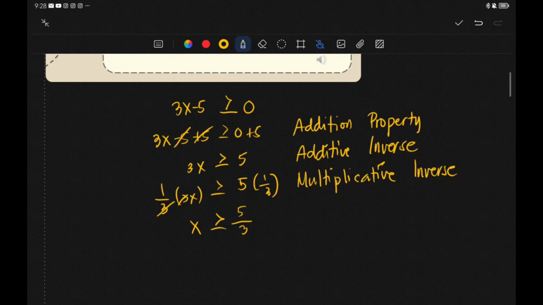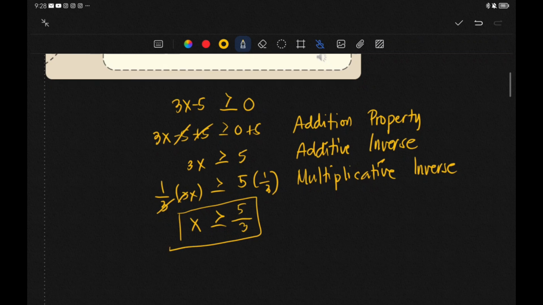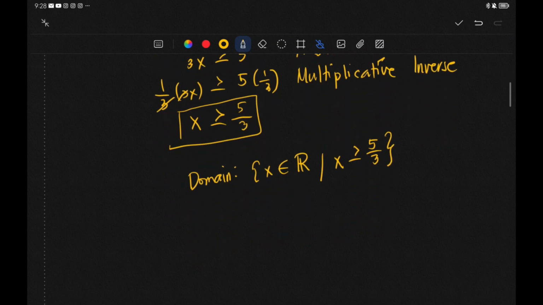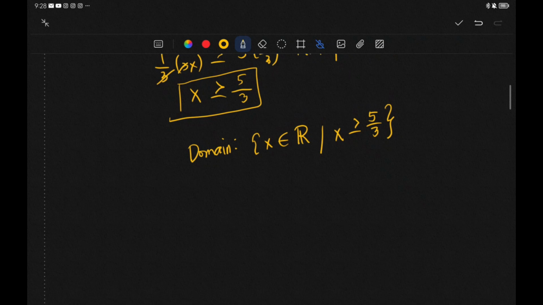So this is now our domain. Therefore, the domain are all values of real numbers greater than or equal to 5 over 3. In set notation, that would be: the domain is x is an element of all real numbers such that x is greater than or equal to 5 over 3. Now let's proceed to the range. How do we find the range or acceptable outputs? Again, we are going to consider the square root.